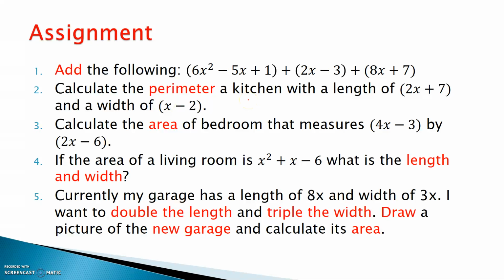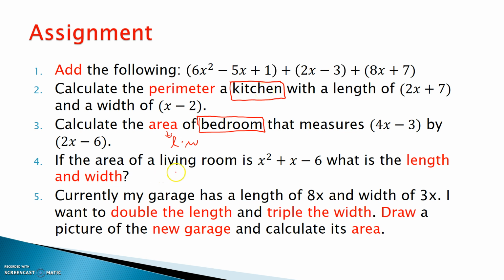Now notice, here I give you a kitchen. Assume that this kitchen is a rectangle. So you're not just going to add up those 2 sides. There are 4 sides to this kitchen. Same thing here. Calculate the area of the bedroom. Assume that this bedroom is some rectangle that measures 4x minus 3 by 2x minus 6. Again, area, how do I find area? I have to multiply length times width. Perimeter up there, we have to add up all the sides.